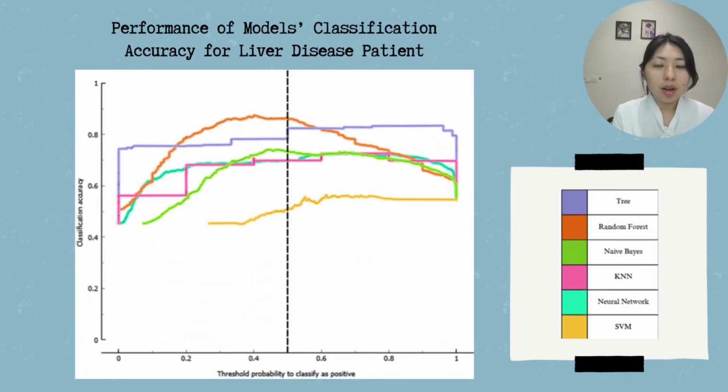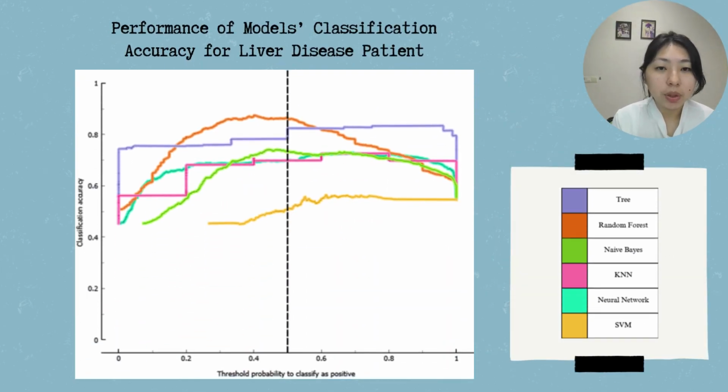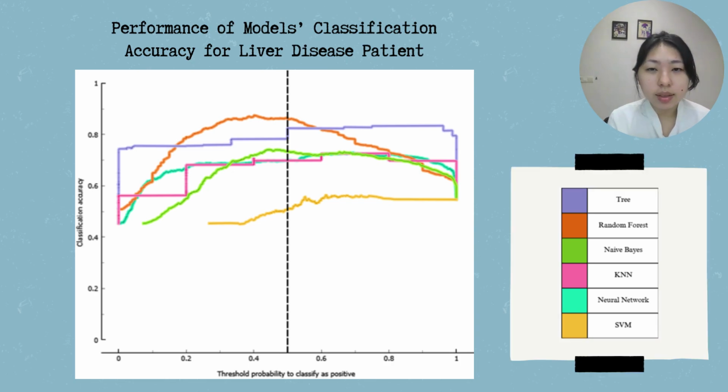I also made a graph for better visualization. We can see that the red line always stays at the highest performance, which is random forest. The second highest performance is the purple line, which is tree. The worst performance is SVM, the yellow line. We can see that the neural network stands in the middle, so it is not the best model for detecting liver disease.